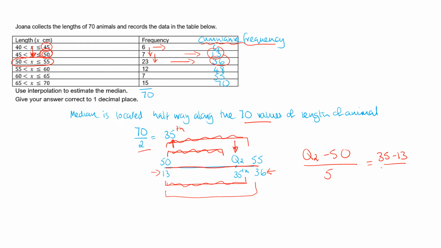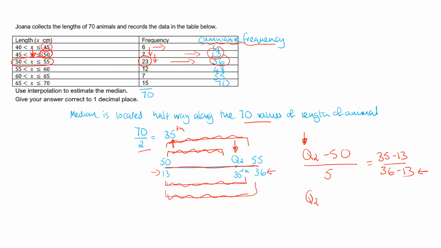36 minus 13, which this larger distance here is always going to be the amount that you added in to get that answer 36 on the cumulative frequency. So that bottom number here is going to be 23. Now, once we've set that up, all we need to do is solve for that one unknown Q2.